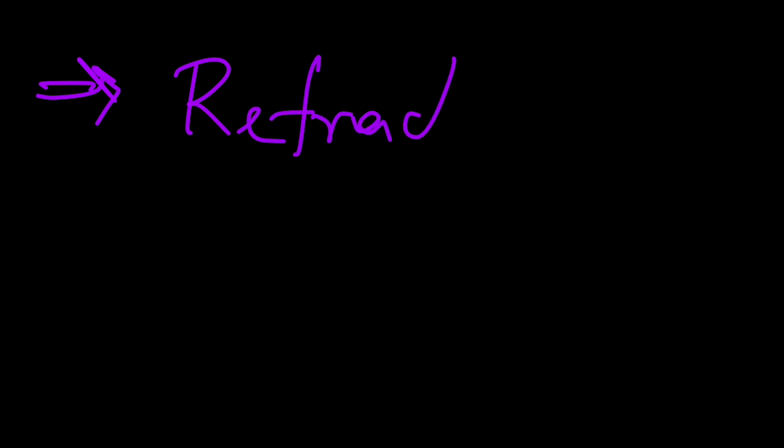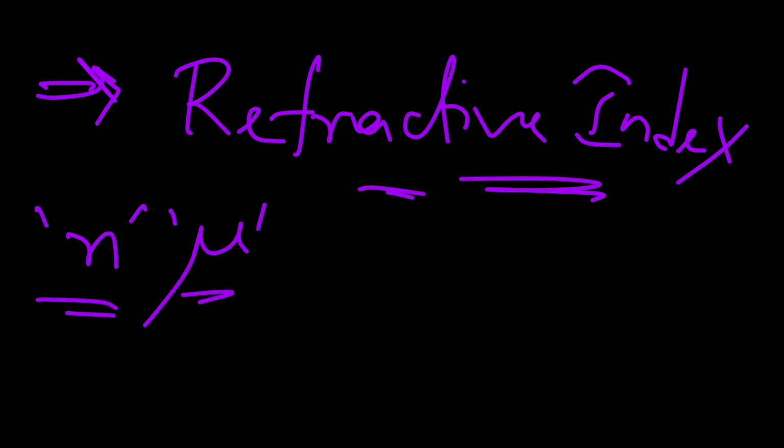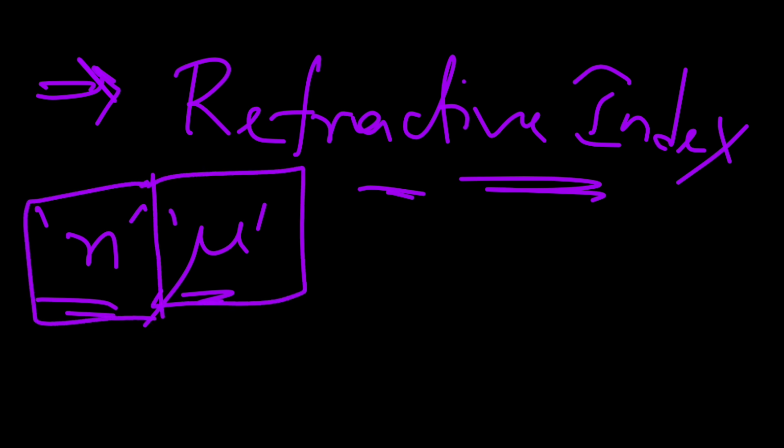So let me tell you one thing now. We'll call it refractive index. What is it? Refractive index is represented by the letter n, and in some books it is represented by mu. In the 10th class textbook it is represented like this, and in intermediate it is represented like this, mu. So nothing to worry, both are the same. So let's discuss what the refractive index is.